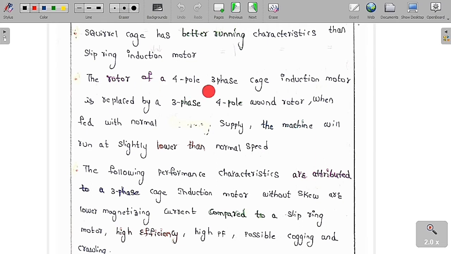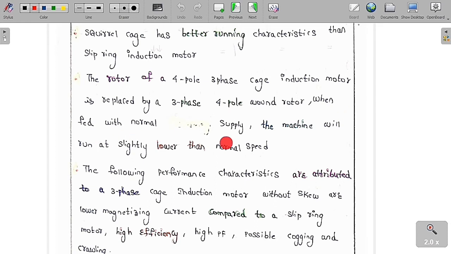The rotor of a 4-pole 3-phase squirrel cage induction motor is replaced by a 3-phase 4-pole wound rotor. When fed with normal supply, the machine will run at slightly lower than the normal speed.